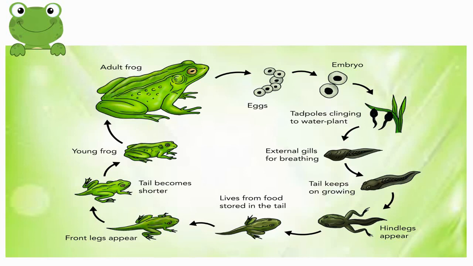Front legs appear. They are also known as forelimbs. As the tadpole grows, the tail becomes shorter and then disappears. As you can see, the young frog and then the adult frog. I think all the students have understood the stages of the frog.